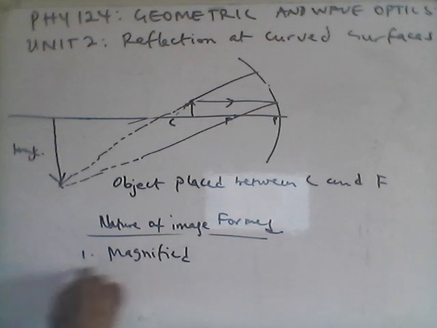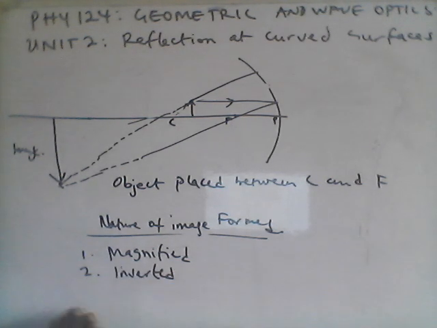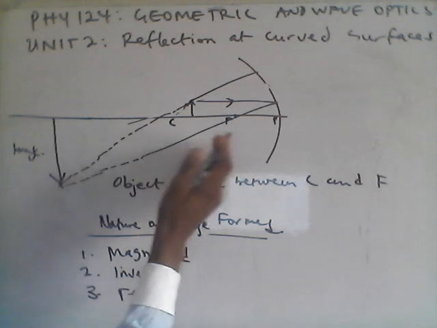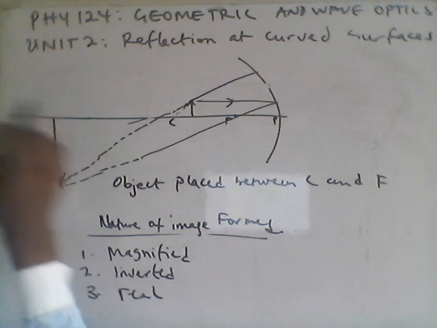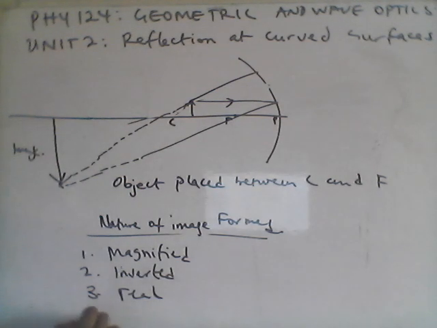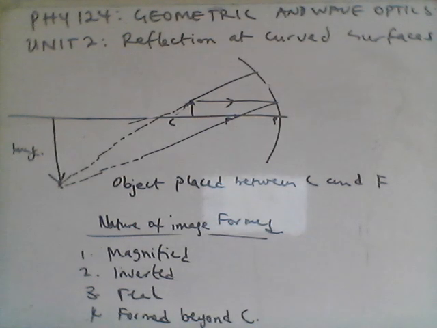It is still inverted. Inverted means it's upside down. It is real. Why? Because it is on the same side of the mirror as the object. And finally, it is formed beyond C. So that is for the object placed between C and F.